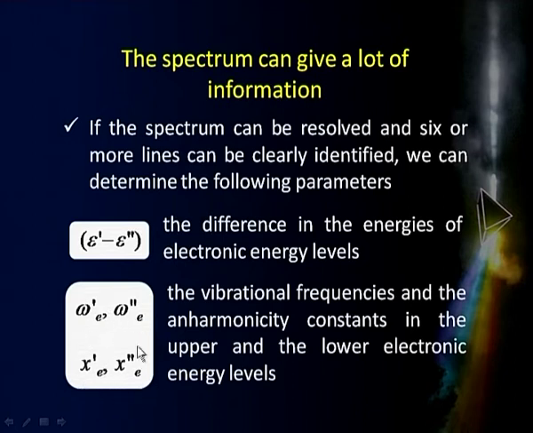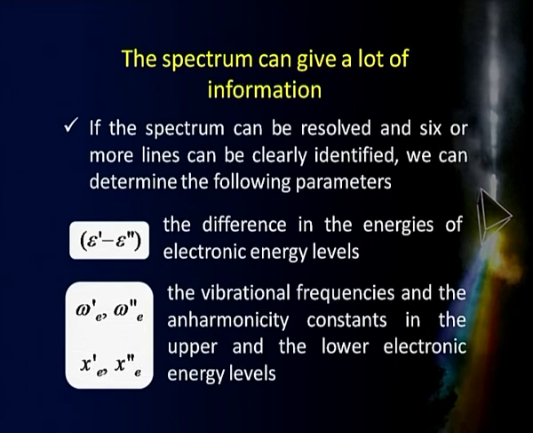Now, I am sure you will remember from your understanding of vibration spectra that omega E prime is the equilibrium vibration frequency of the excited state, where prime means the upper state. This is the same for the lower state, my double prime level, and the corresponding anharmonicity constants, say x E prime and x E double prime. All that can be obtained by solving the simultaneous equations we get from the experimental location of the signals in the spectrum.